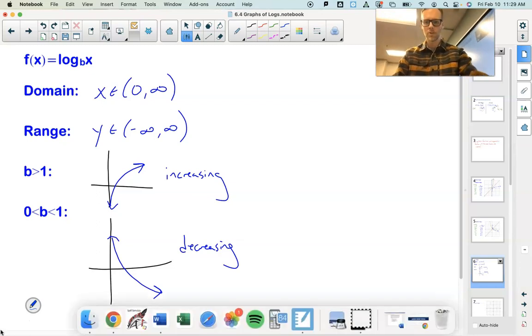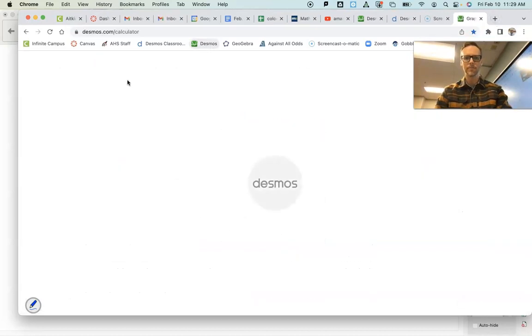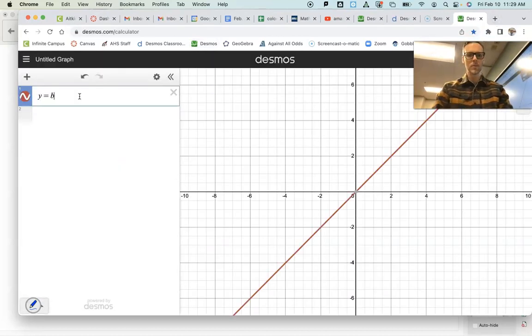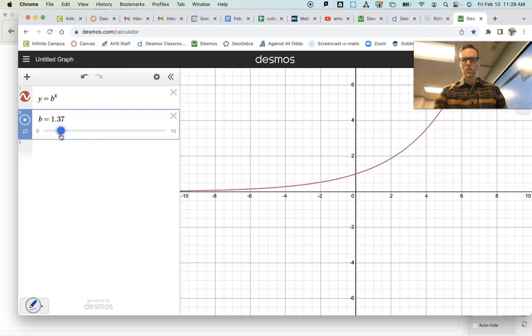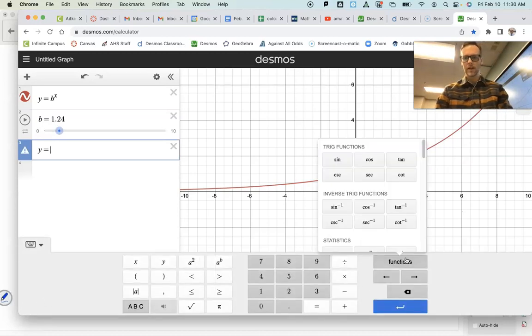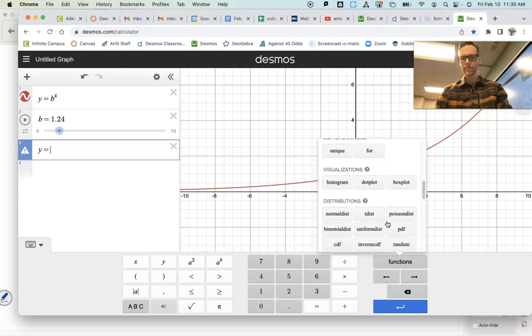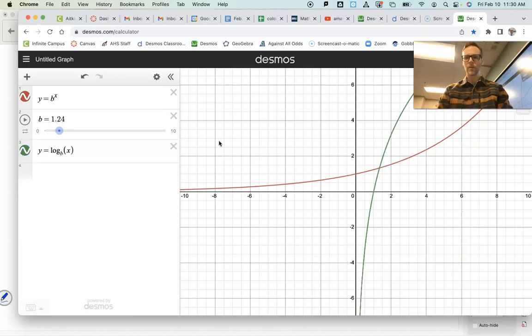Let me just do a quick demonstration in Desmos for you. Okay. Let me graph y equals b to the x, make our slider. We know this well. Bases can't be negative, right? Okay. Let's go with 10. So of course we know we have exponential growth. And then between 0 and 1, exponential decay. Now let's graph y equals the log base b of x. Here it is in the green.